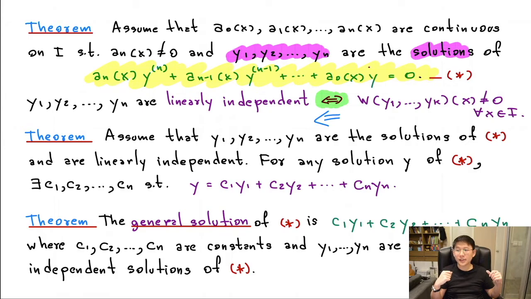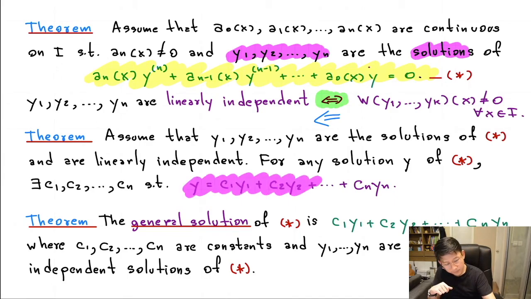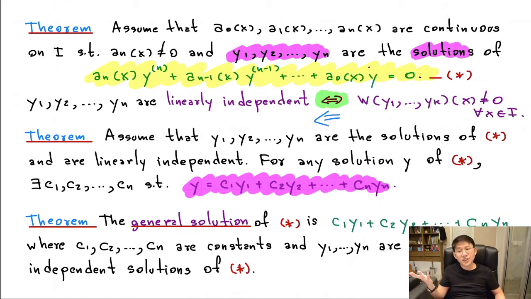And we have another theorem that says that when y1 to yn are solutions and they are linearly independent, any solution y can be written as a linear combination of y1 to yn. So let's say we have n solutions y1, y2, y3 until yn, and if they are linearly independent, the combination of those solutions is also a solution.